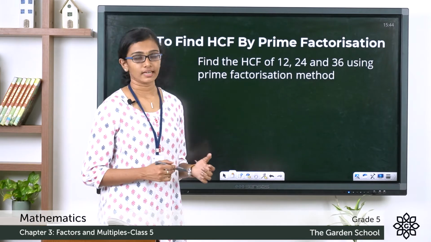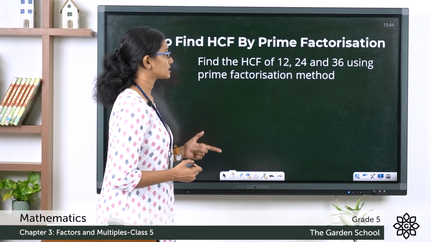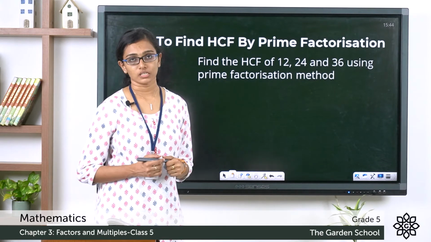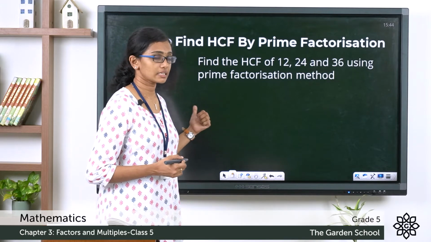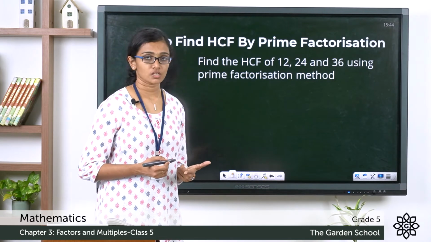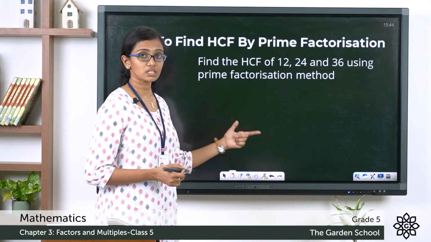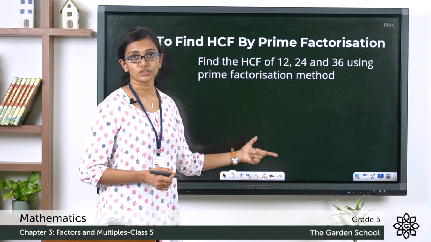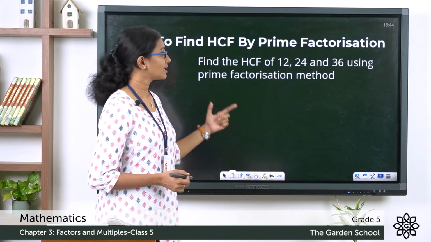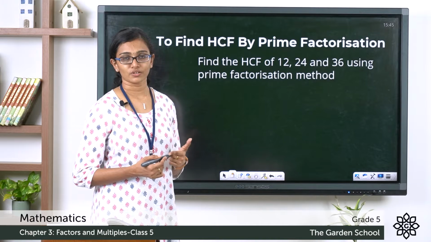Let's do one question now. Find the HCF of 12, 24 and 36 using prime factorization method. So we have learned about prime factorization in our earlier classes. So what is prime factorization? When a number is expressed as the product of its factors which are only prime numbers. So such factorization is called prime factorization, and let's see how we can find the HCF using prime factorization method.